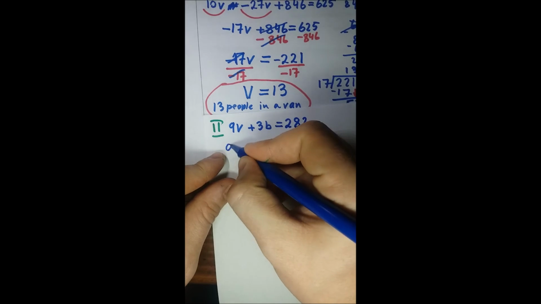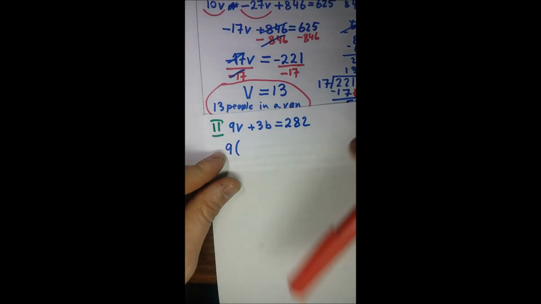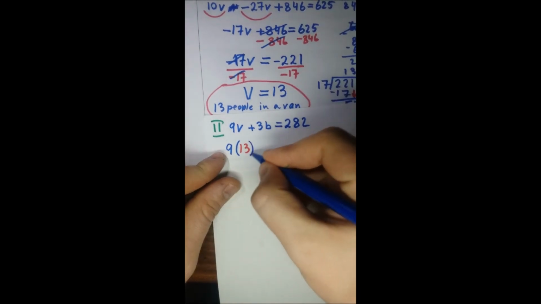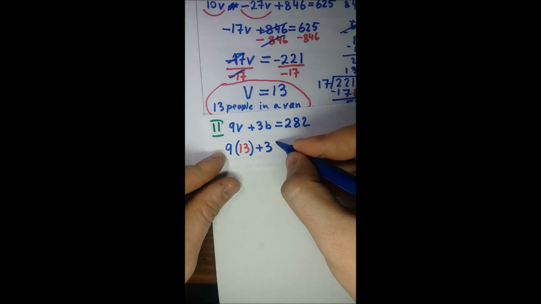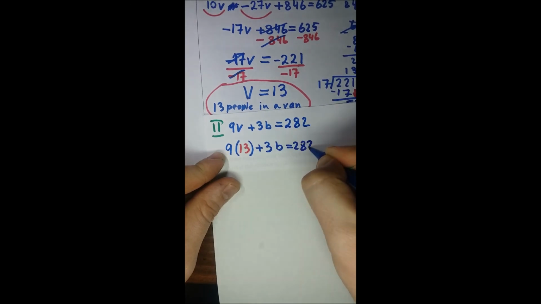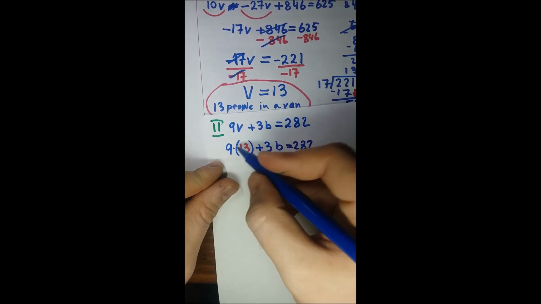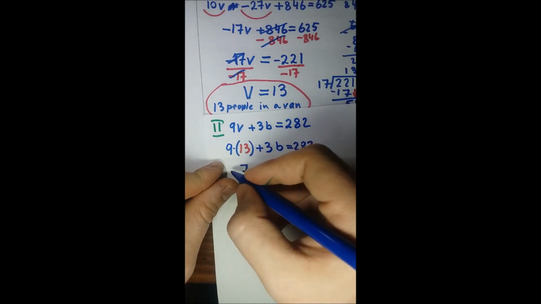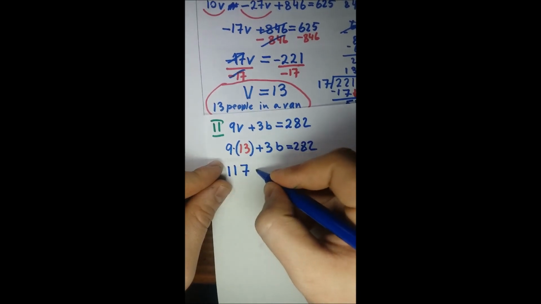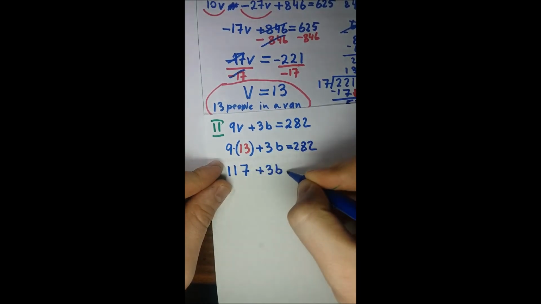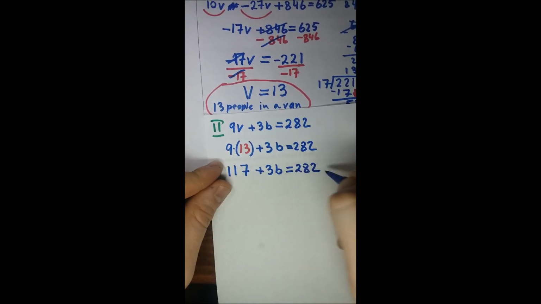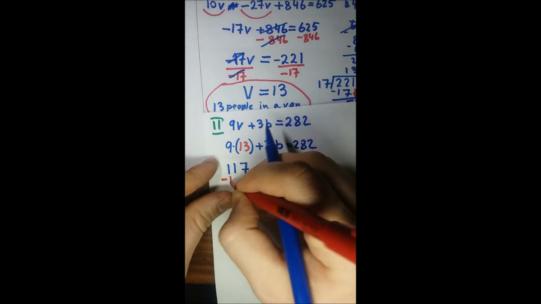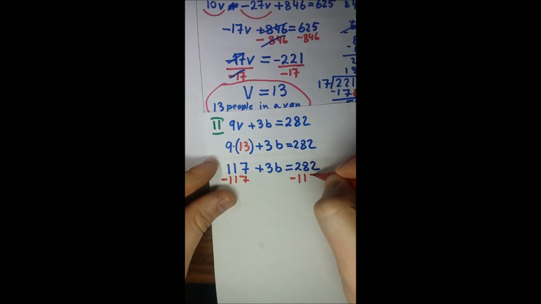So now 9 times, instead of V, we're going to put 13 plus 3B equals 282. 9 times 13. 9 times 3 is 27. 9 times 1 is 9, plus 2 is 117, plus 3B equals 282. Now subtract 117 from both sides. At this point, we're simply solving for B.